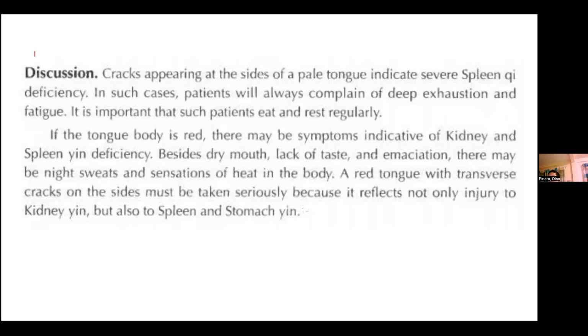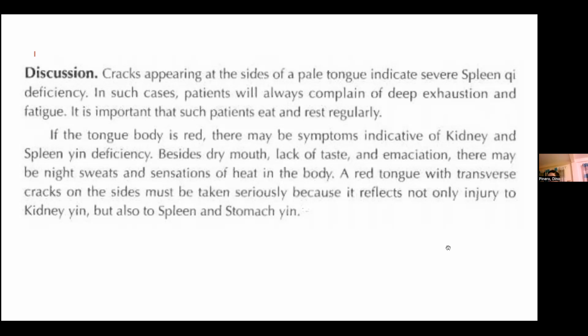If the tongue body is red, there may be symptoms indicative of kidney and spleen yin deficiency. Besides dry mouth, lack of taste, and emaciation, there may be night sweats and sensation of heat in the body. A red tongue with transverse crack on the sides must be taken seriously because it reflects not only injury to the kidney yin, but also to spleen and stomach yin.